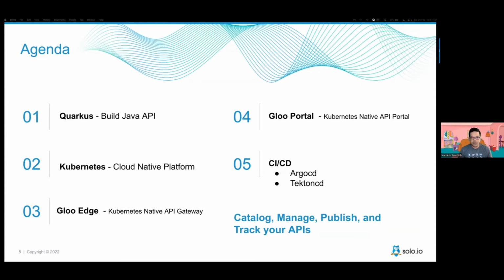These are all open source community projects, and we also have an enterprise version, which is supported by Solo. And finally, how do we get all these things knitted together and do CI/CD, or in other words, what I call GitOps, using Argo CD and Tekton CD. That's going to be the talk of the day, and how we can make your Java APIs fit into these schemes of things so that you can move from development to production pretty quickly. That's the focus of today.